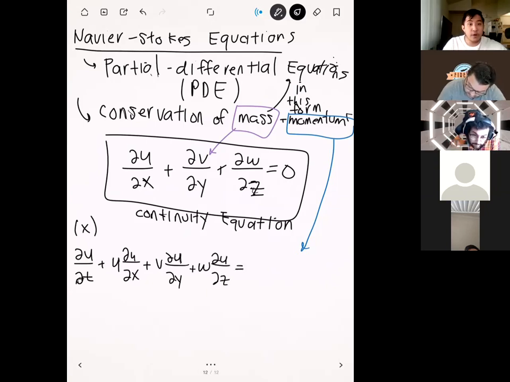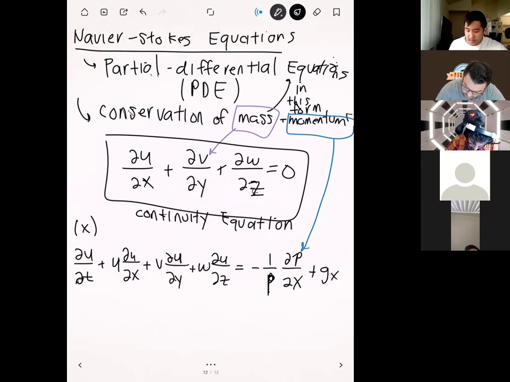all of these guys. Then we have one pressure term: -1 over rho, and this rho right here is the density. The pressure comes in the form of a derivative, just like that.